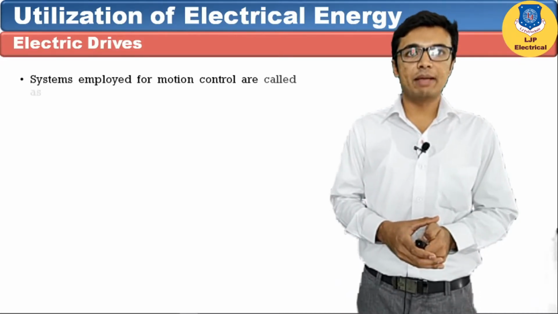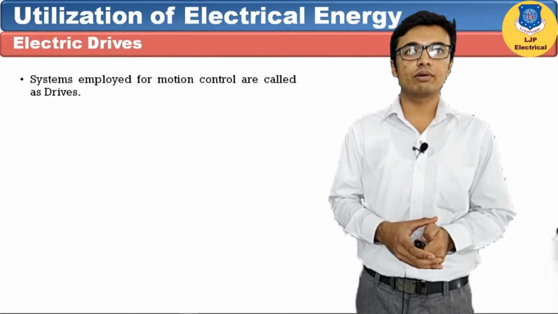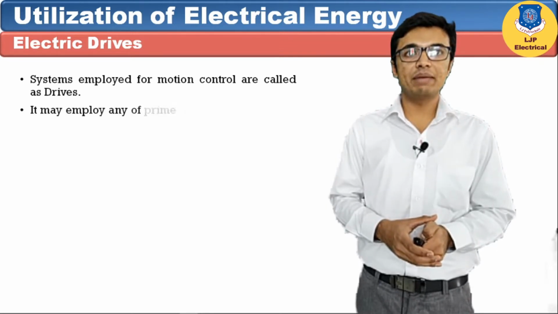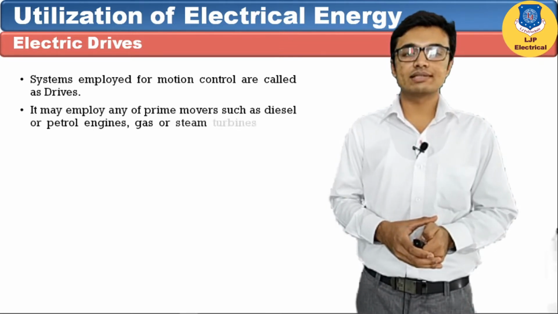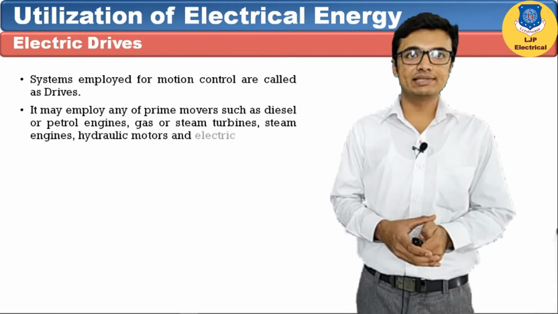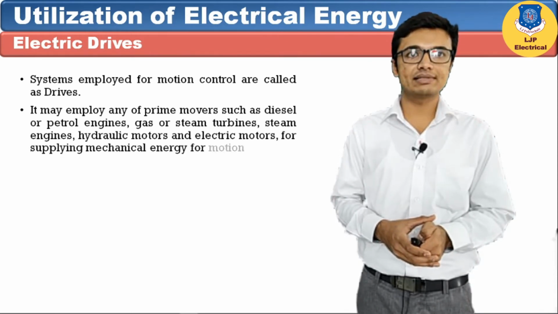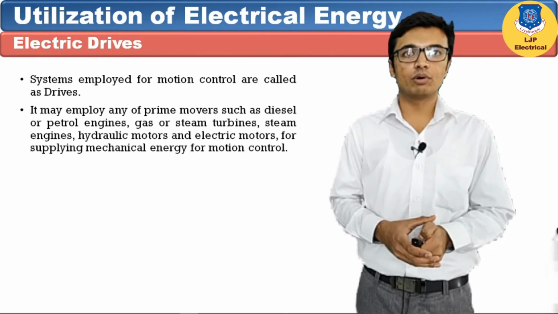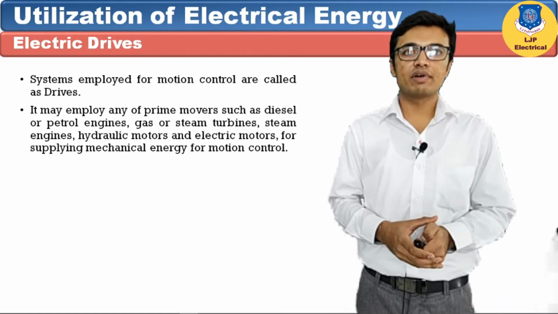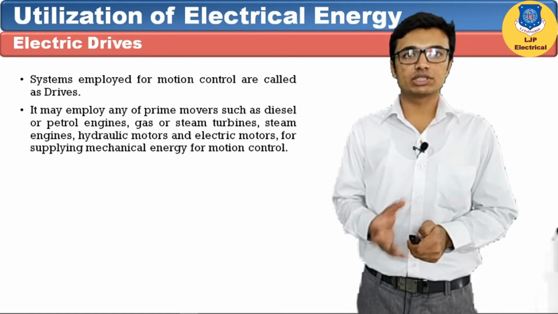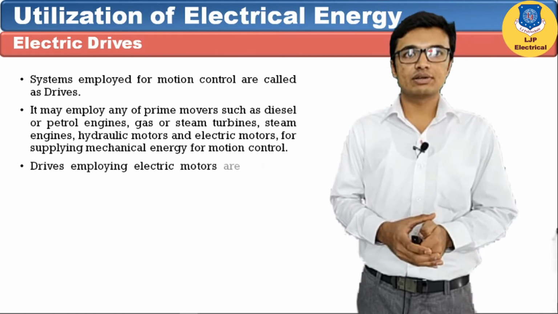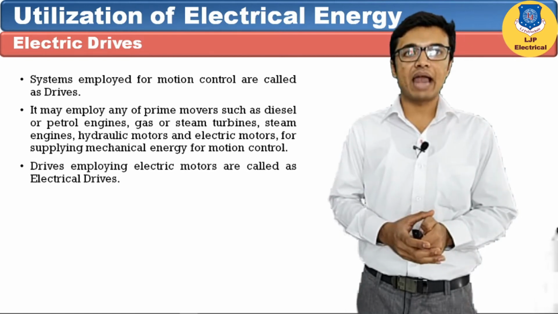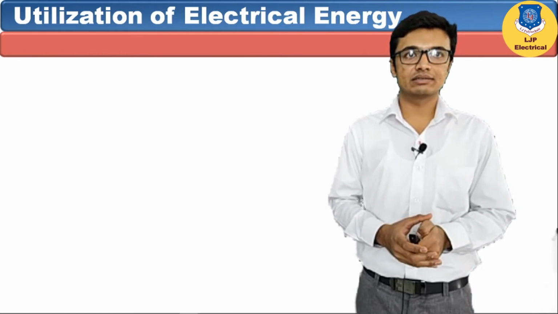So systems employed for motion control are called drives. They may be employed with any of the prime movers such as diesel or petrol engines, gas turbines, steam turbines, steam engines, hydraulic motors, electric motors for supplying mechanical energy for motion control. So drives employing electrical motors are called electrical drives.